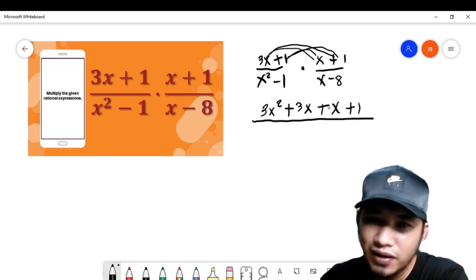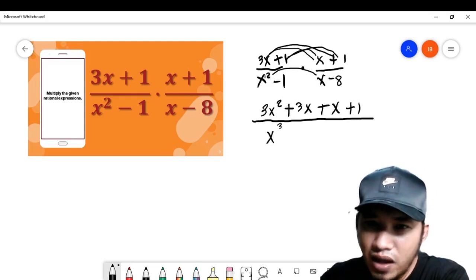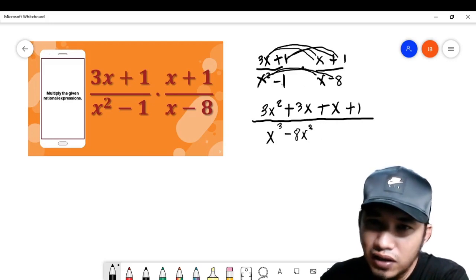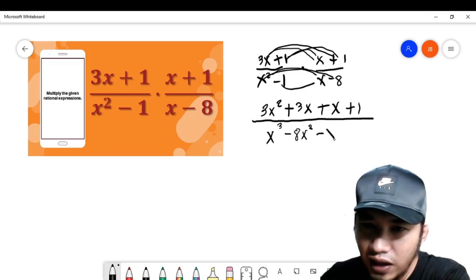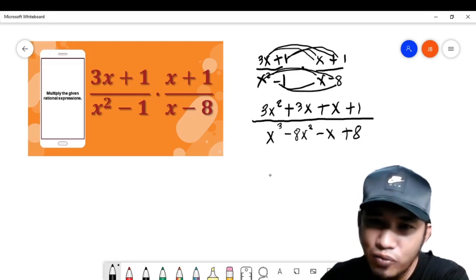Positive 1, so plus 1. Okay, next. x squared multiplied to x is x cubed. x squared multiplied to negative 8 is negative 8x squared. Negative 1 multiplied to positive x is negative x, and negative 1 multiplied to negative 8 is positive 8. Alright, so simplify kung meron magkakamukha.